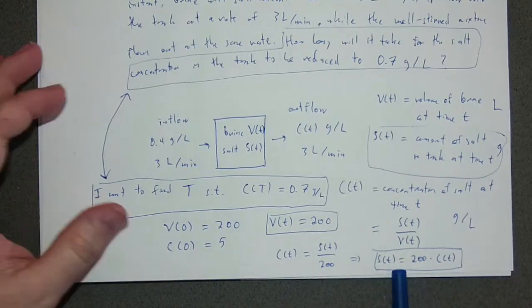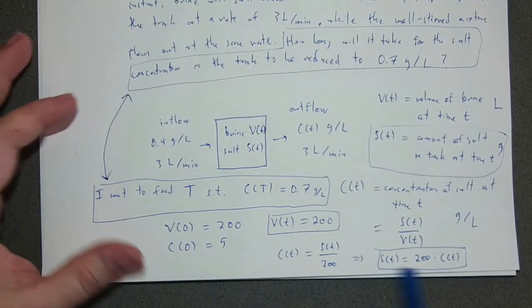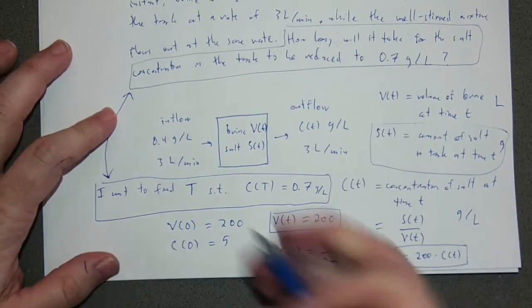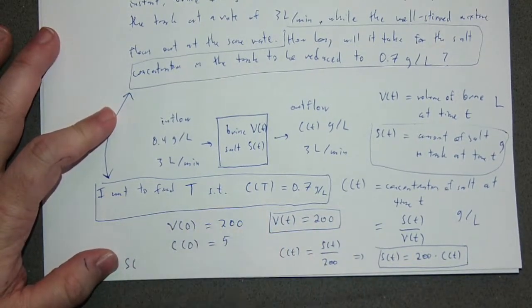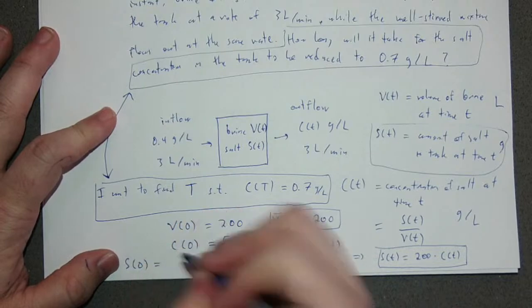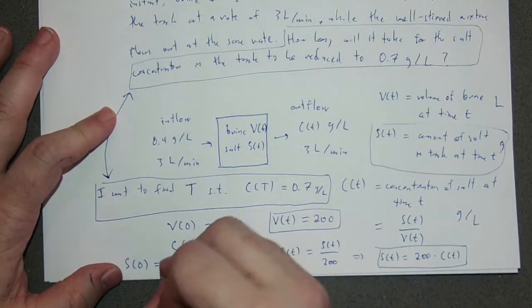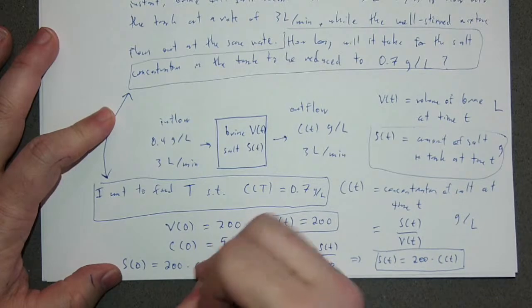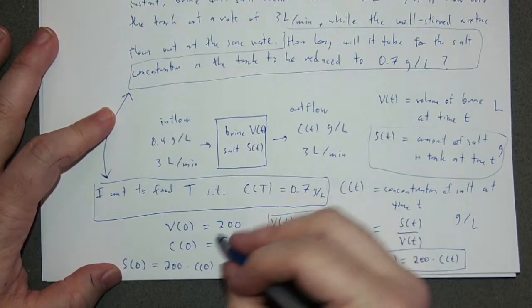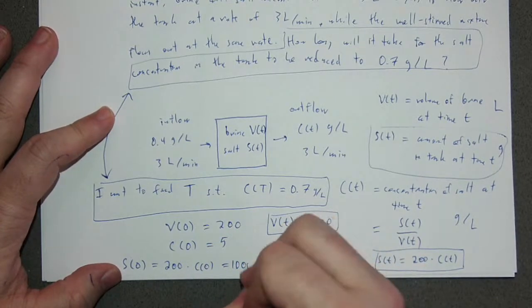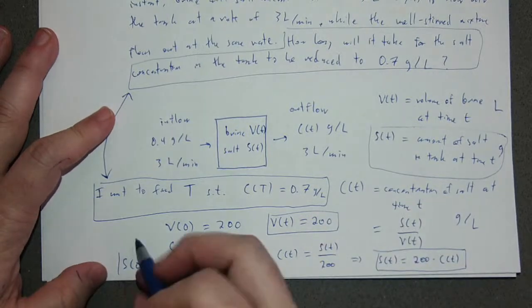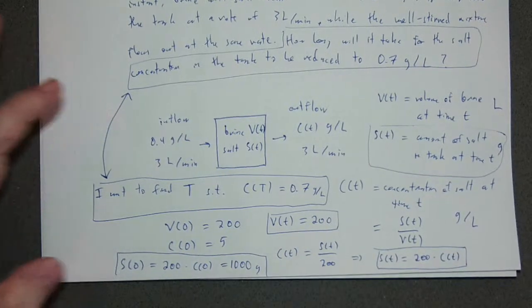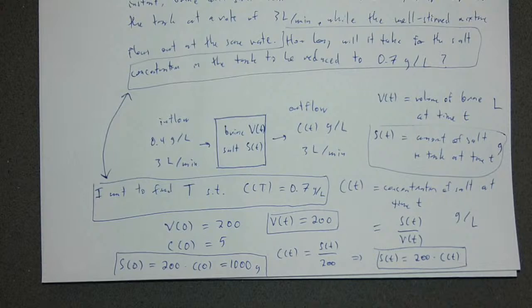And so, for instance, if I wanted to know an initial value of the salt in the tank, well, that's easy to compute. S of 0 here is going to be 200 times C of 0. That's 200 times 5, so that's 1,000 grams of salt in the tank at time t equals 0.